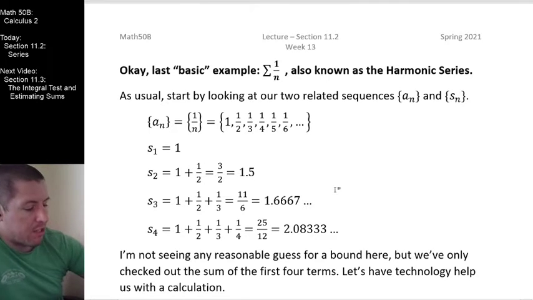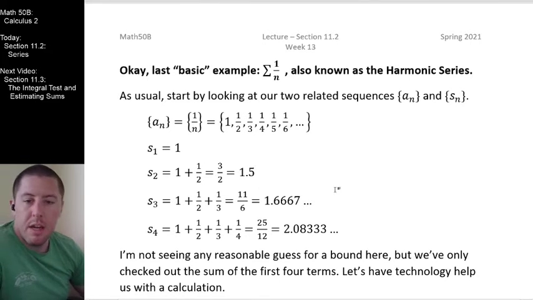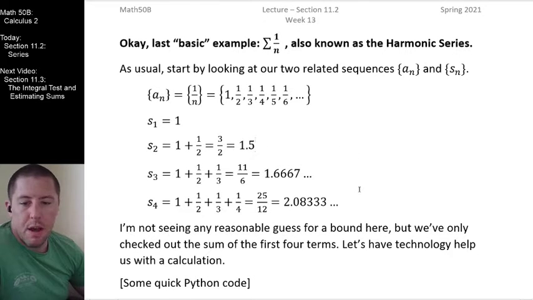So let's have technology help us with a little bit of calculation here. Let's just pop over to Python real quick and see if we can make some estimates of some bigger numbers here, right? We're trying to talk about an infinite series. Only looking at adding together four terms is not really that robust of an exploration right there.